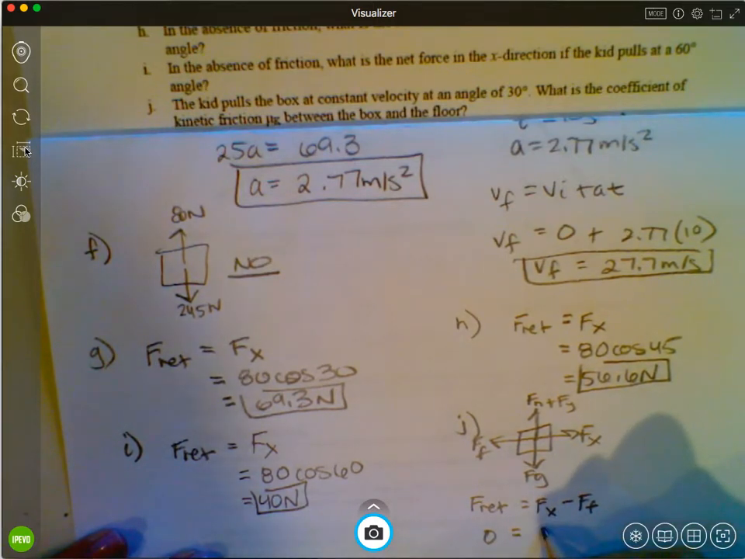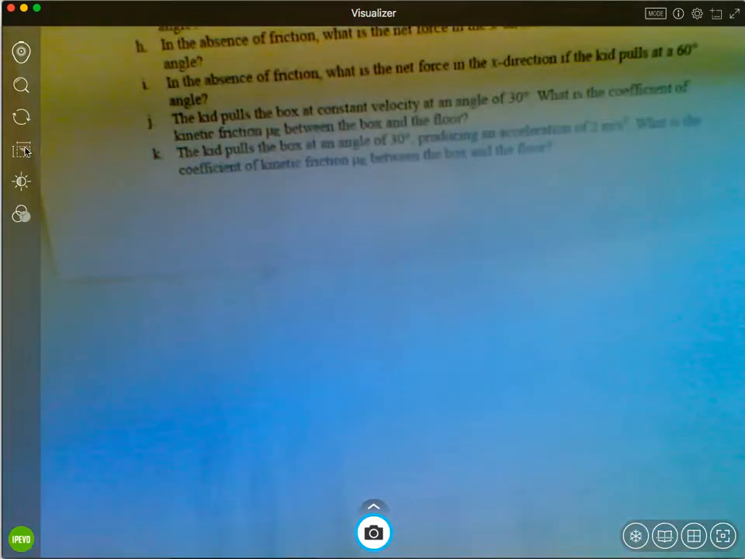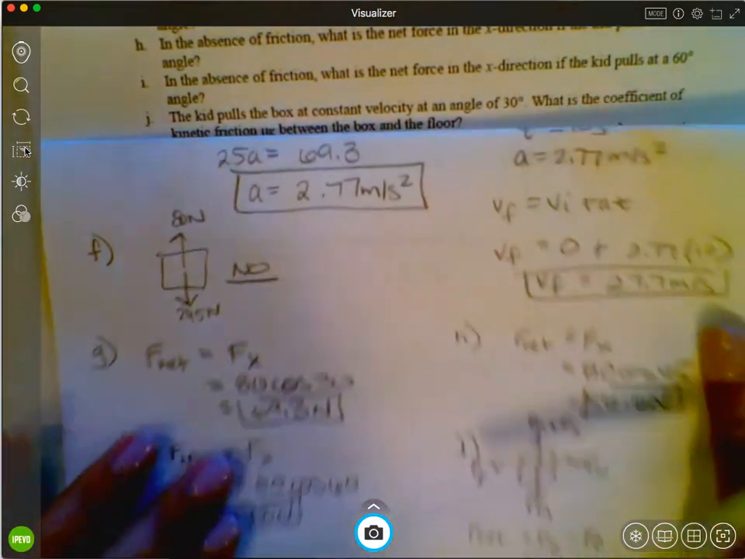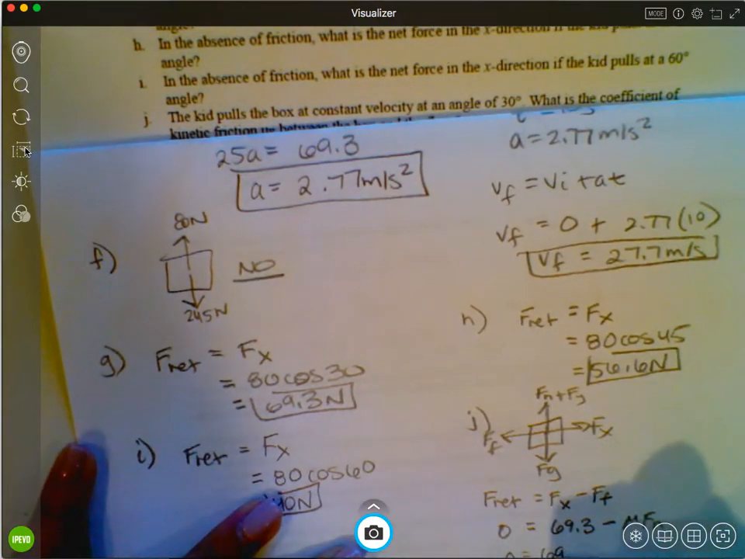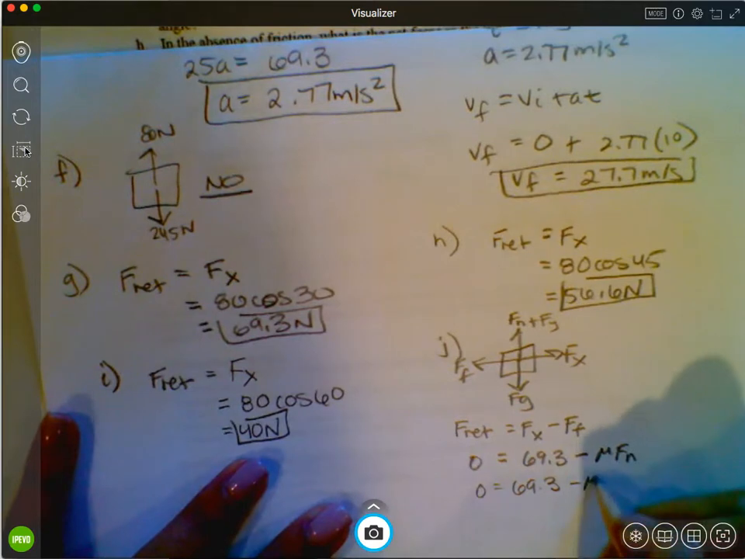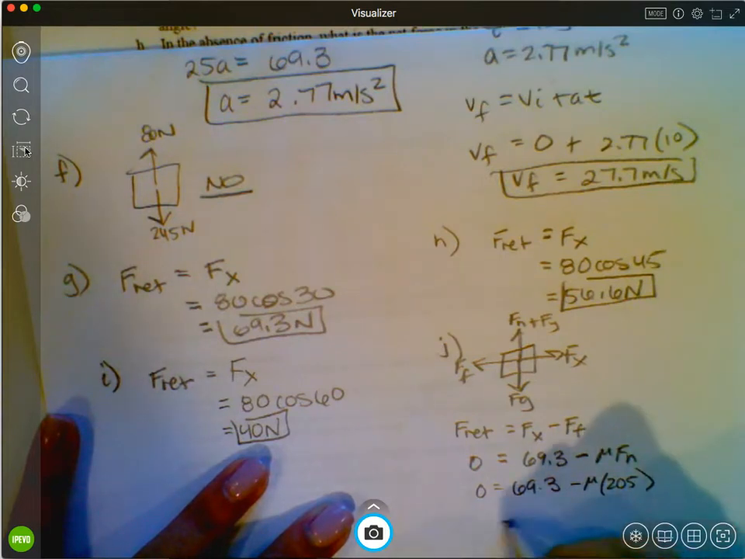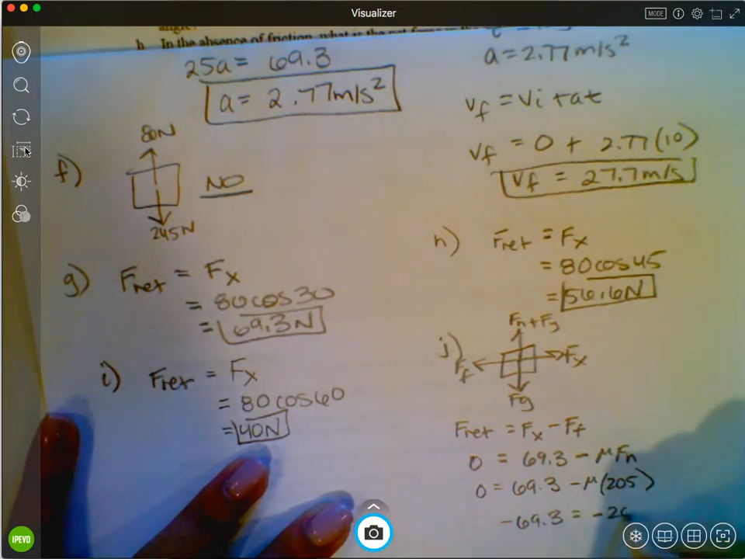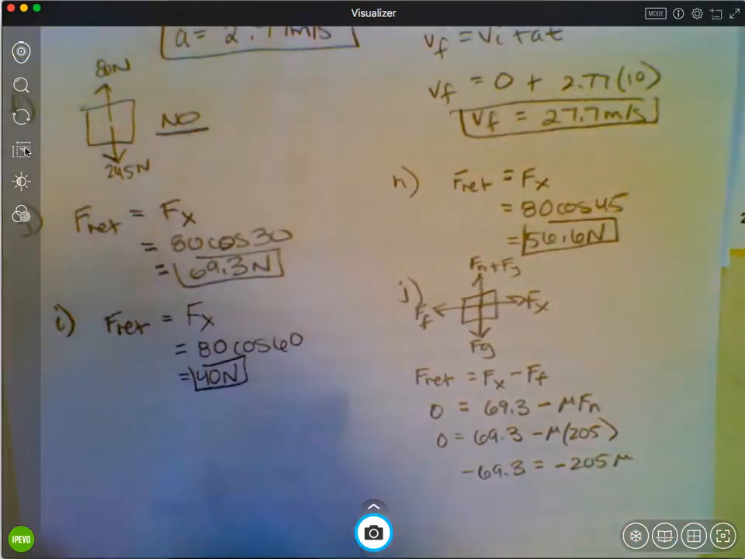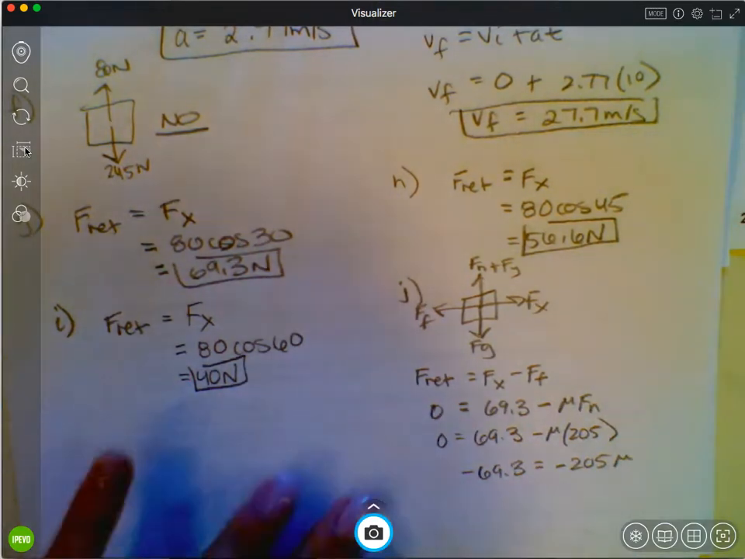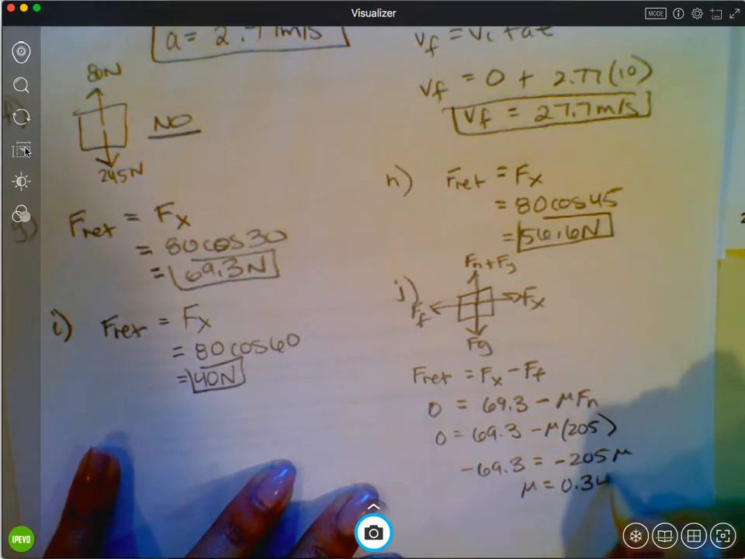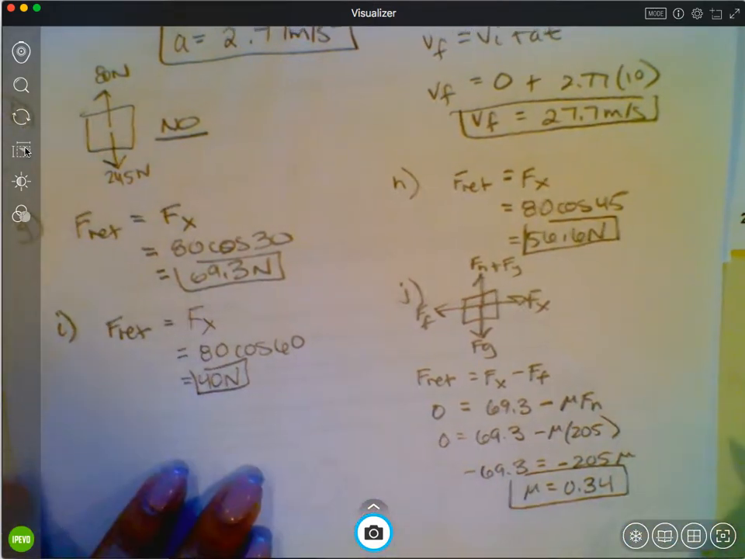Fx is at an angle of 30, so we know that this is 69.3 minus friction, which is mu times the normal force. Well, we found the normal force in part B, which was 205. Subtract the 69.3. Just going to move the mu to the other side to make it look more normal. 69.3 divided by 205 is 0.34. Okay, so that's how we find mu.